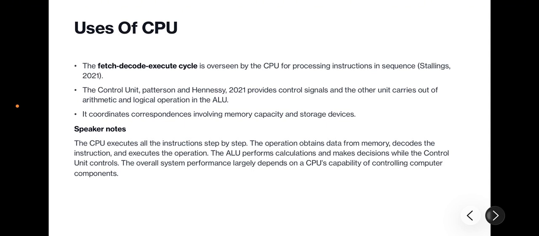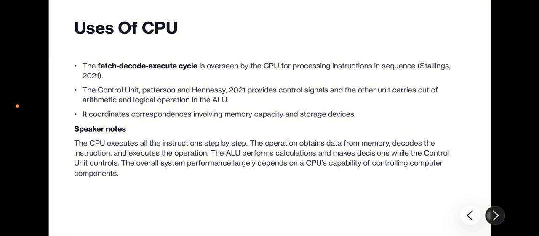Uses of the CPU. The fetch, decode, execute cycle is overseen by the CPU for processing instructions in sequence. The control unit, Patterson and Hennessy 2021, provides control signals, and the other unit carries out arithmetic and logical operations in the ALU. It coordinates communication involving memory capacity and storage devices.